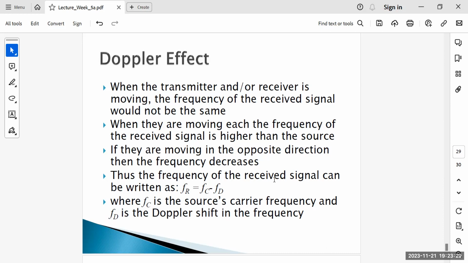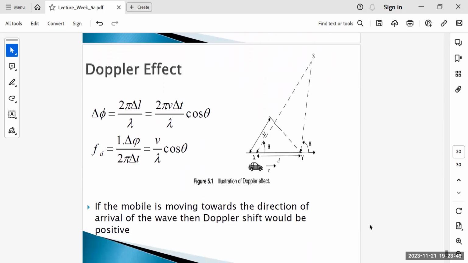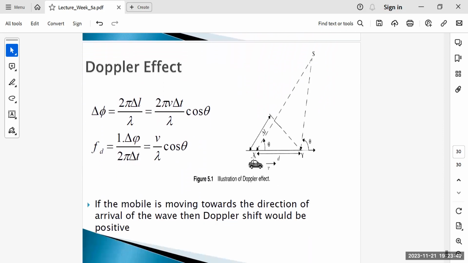The frequency of the received signal can be written as Fc minus Fd, where Fc is the source carrier frequency and Fd is the Doppler shift in the frequency. So whenever the object is moving, it will cause the Doppler effect. You can see this car is moving in this direction, having some velocity v. In that case, the corresponding Doppler frequency would be v over lambda times cos theta, where v is its radial velocity, lambda is the wavelength, and theta is the angle it makes with the transmitted signal, right?